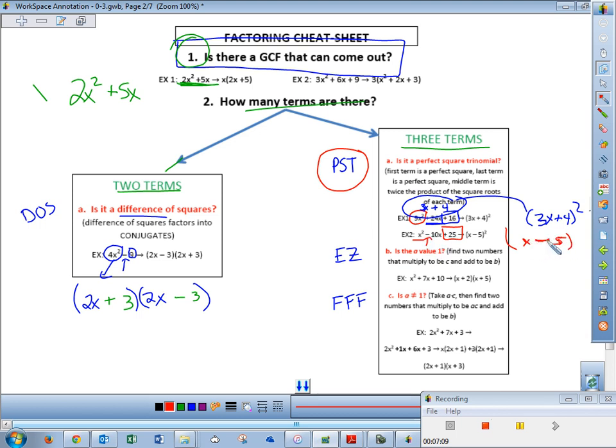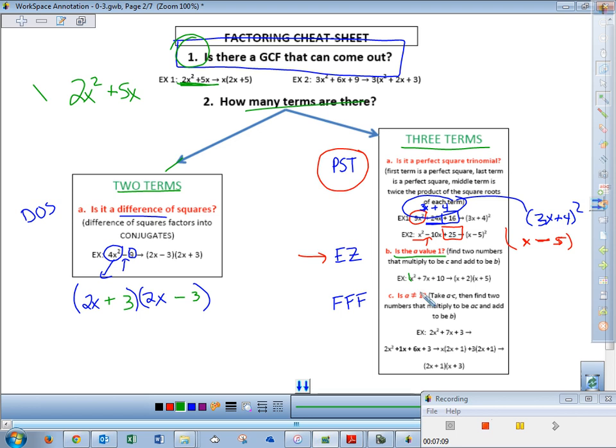Perfect square trinomials. We won't deal too much with those, but you'll need to know them in Algebra 2 as well. Easily factorable, that's the one you're really comfortable with. You probably did hundreds of those. Why do I call it easily factorable? Because the a value is 1. Remember, a is the number in front of x squared.